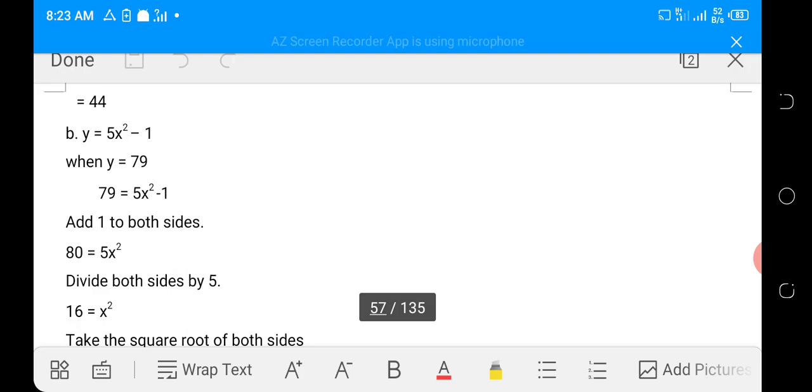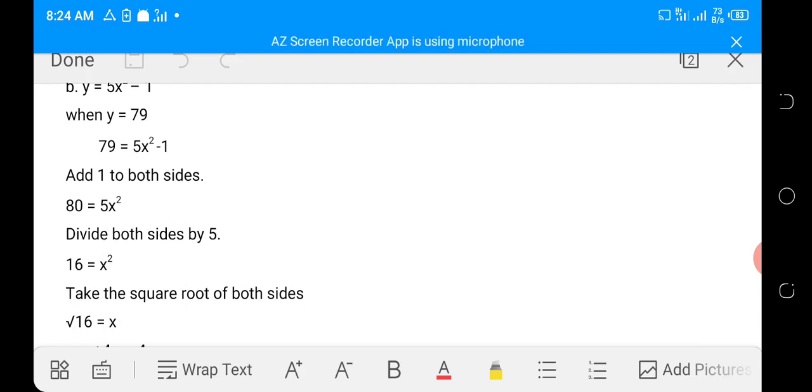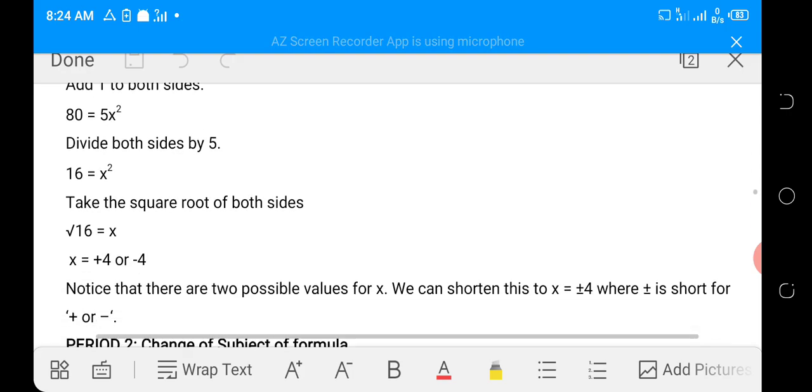B, we quote the formula again. y is equal to 5x squared minus 1. Then when y is equal to 79, let's see what the value of x will be. So substitute for y. 79 is equal to 5x squared minus 1. Then we add 1 to both sides, and that will give us 79 plus 1 is equal to 5x squared minus 1 plus 1, and that will give us 80 is equal to 5x squared. Then we divide both sides by 5 to get the value of x squared. And that will give us 16 is equal to x squared.